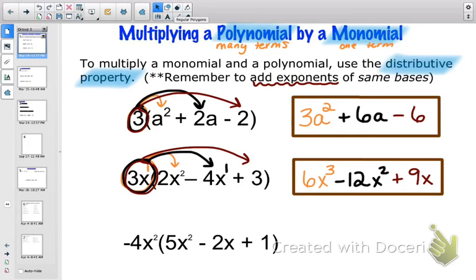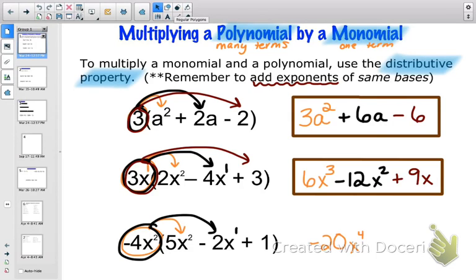All right, the last problem, we're distributing that negative 4x squared. So starting with that first term inside. Coefficients, negative 4 times 5 is negative 20. And then x squared times x squared is x to the 4th, again, because 2 plus 2 is 4. Next, that second term, I'm going to add in that little 1 so I don't forget to add it.